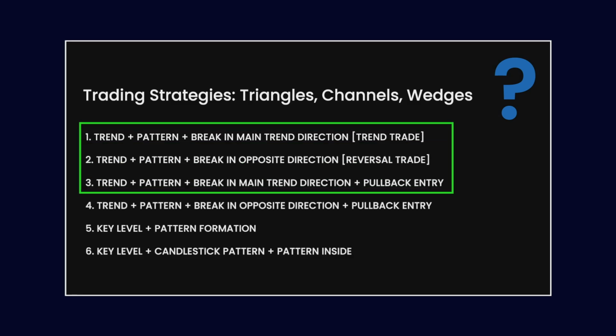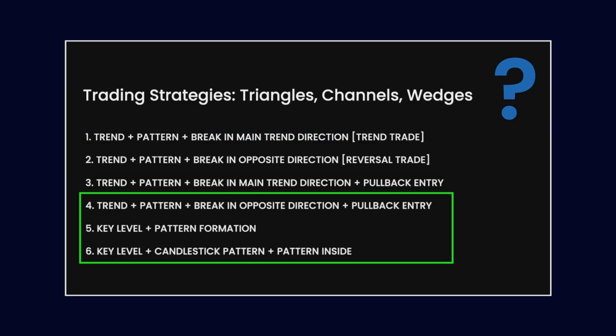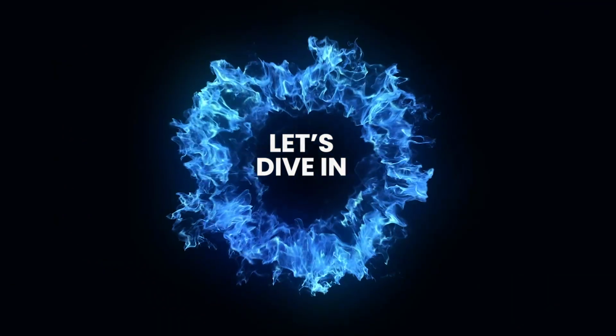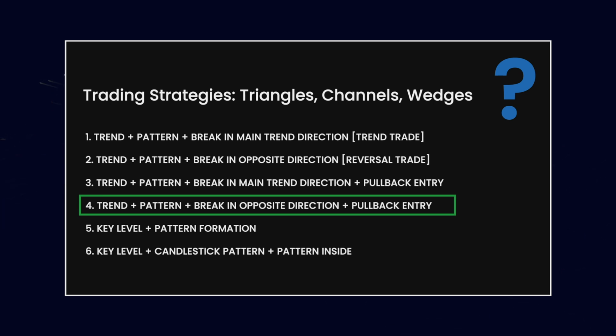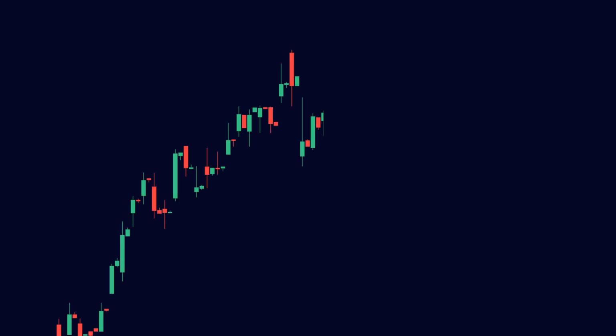In the last video, we went over 3 variations. Today, we're going to cover the next 3. So let's dive into the next one. Here, we're spotting a trend followed by a chart pattern and then a breakout in the opposite direction. But instead of jumping in right at the breakout, we're waiting for a pullback first. This is a reversal strategy.